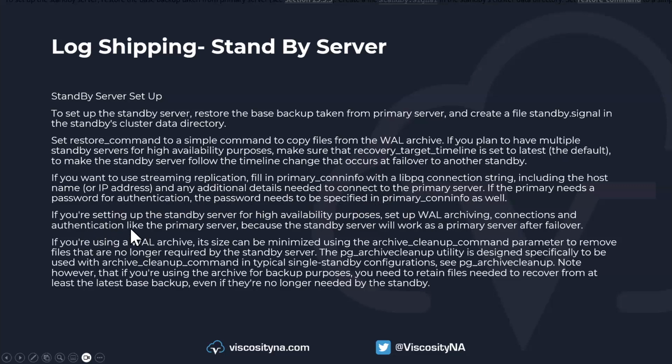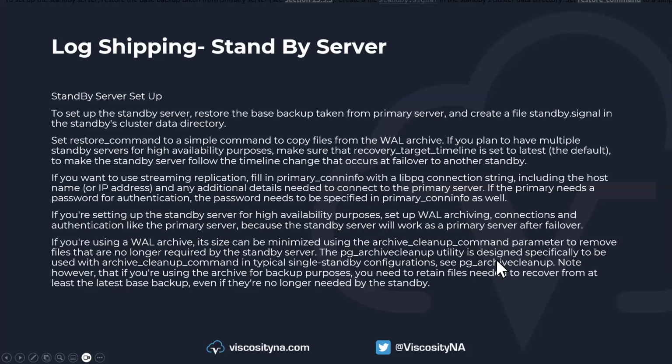If you are setting up the standby server for high availability purposes, set up the write ahead log archiving connections and application of the primary server, because the standby server will work as primary server, presumably after it failed over. If you're using a WAL archive, its size can be minimized using the archive_cleanup_command parameter to remove files that are no longer required by the standby server.